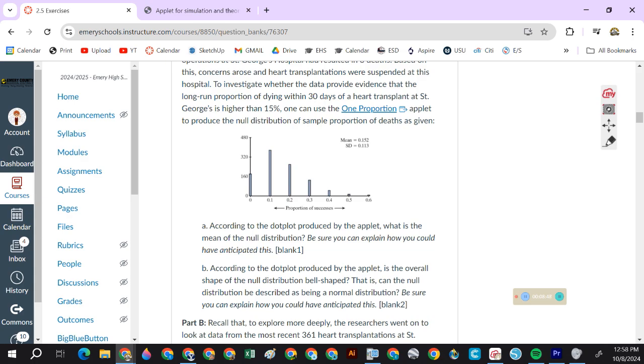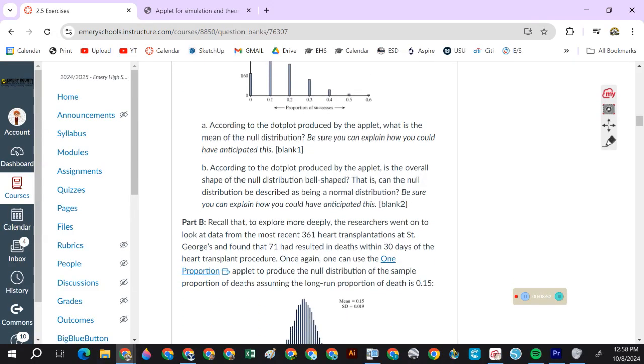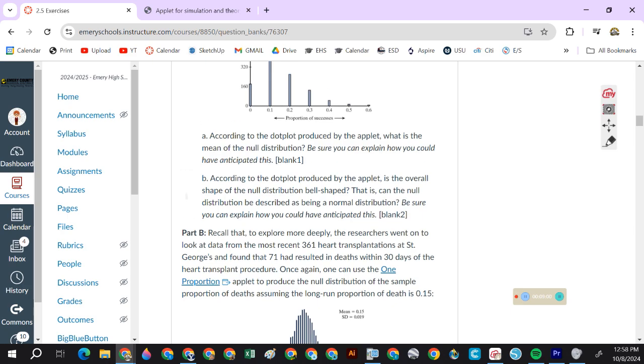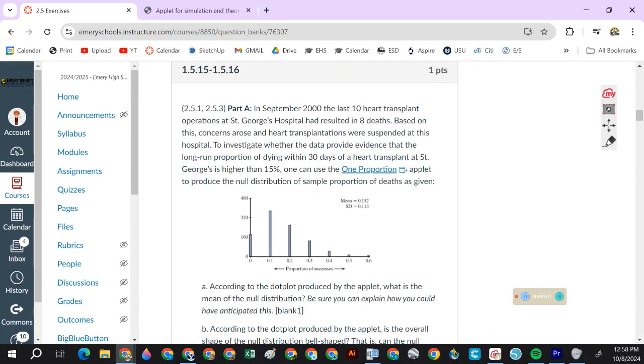Recall that to explore more deeply, the researchers went on to look at data from the most recent 361 heart transplants. How did we know that that was the case? Because we only had 8 deaths, which is success, right? We had 8 successes and 2 failures.